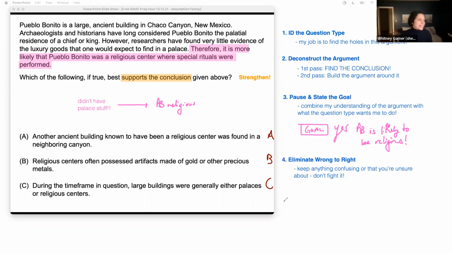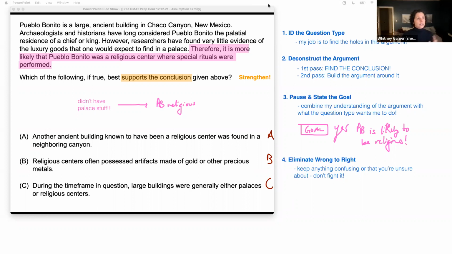So, A: another ancient building known to have been a religious center was found in a nearby canyon. I guess that would say that there are religious centers nearby, so that religious centers are allowed, I guess. So we'll leave it. B: religious centers often possess artifacts made of gold or other precious metal. Wait, what? But Pueblo Bonito doesn't have any of those things.